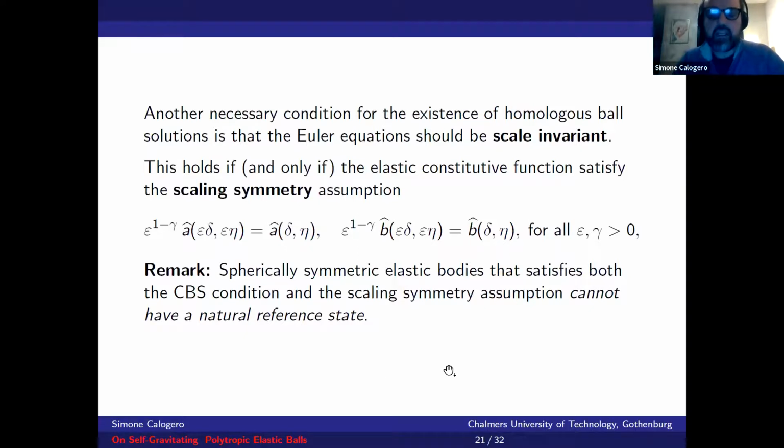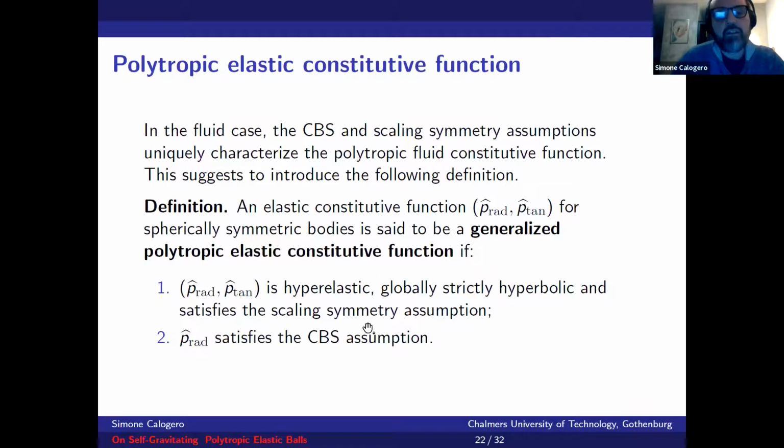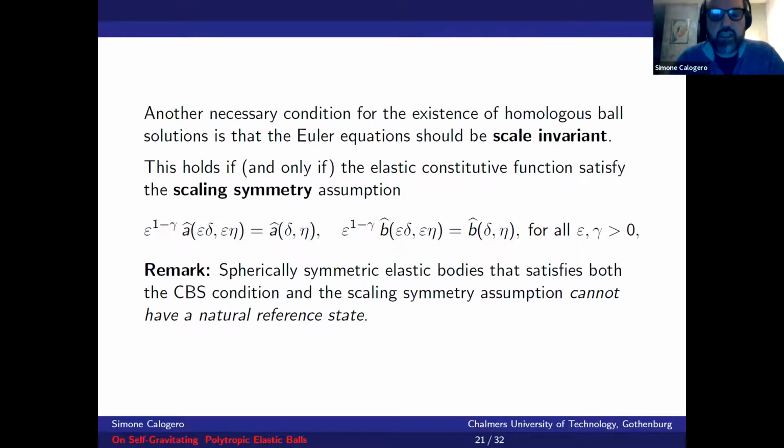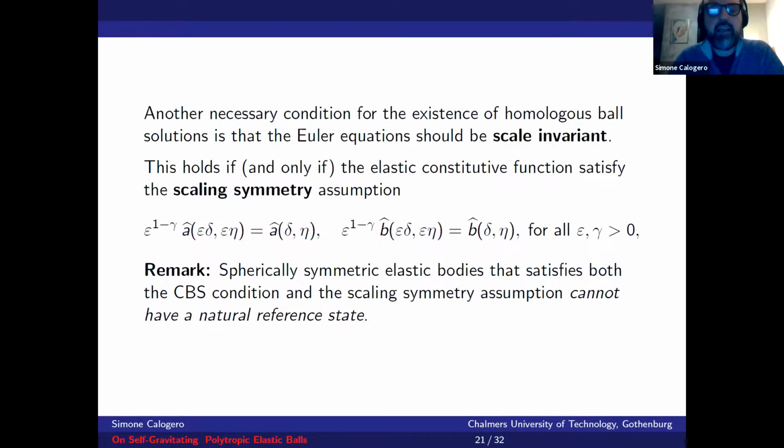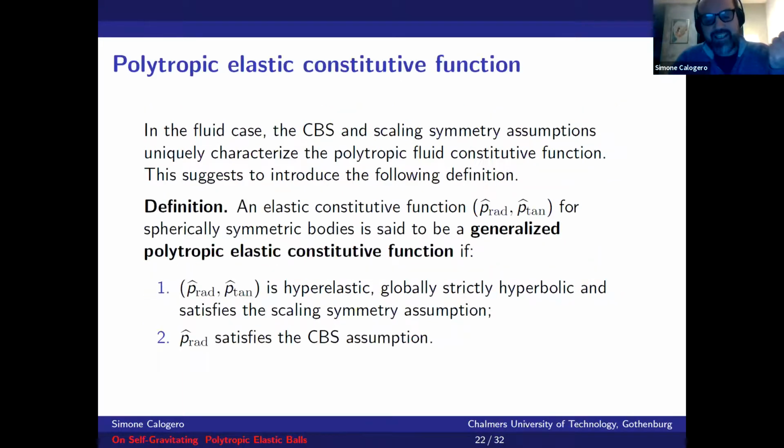That is why from the beginning, I did not impose, as is usually done in elasticity theory, that the reference state should be stress-free. Okay, so now it turns out that it's kind of obvious that in the fluid case, the CBS condition is just the condition that the pressure has to be 0 when the density is 0, which is of course satisfied by the polytropic equation of state. And if you require that the pressure is 0 when the density is 0, and also the equation should be scale invariant, then the only possible equation of state in the fluid case is the polytropic fluid equation of state.